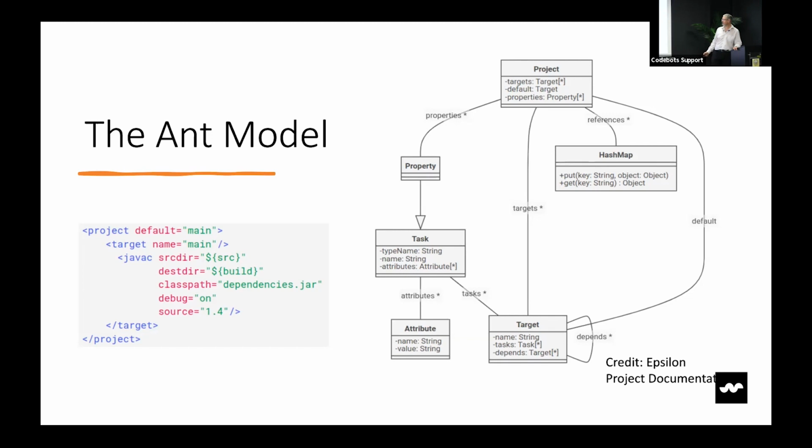This is a diagram that I've taken from the Epsilon website, so that's the credit here. That's how Ant is usually designed. You have a project, and the project has several large-scale units called targets, and then there are the actual little steps that are being done. So the project has the targets, the target has the tasks, and then the tasks have little attributes on them.